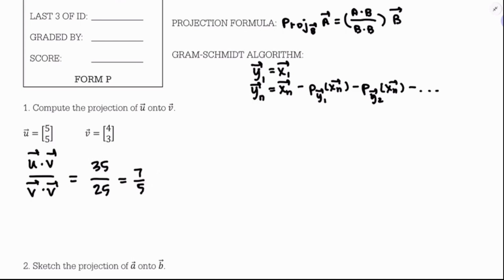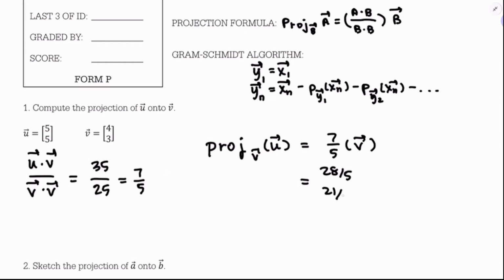And then we know that we're going to take that number, and the projection of u onto v is going to equal 7/5 of v. And that's going to be 7/5 of 4 is 28 over 5, and 7/5 of 3 is 21 over 5.